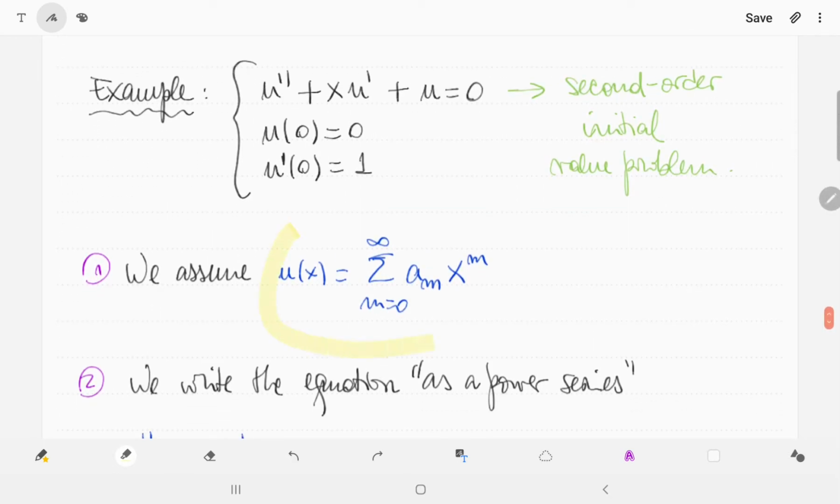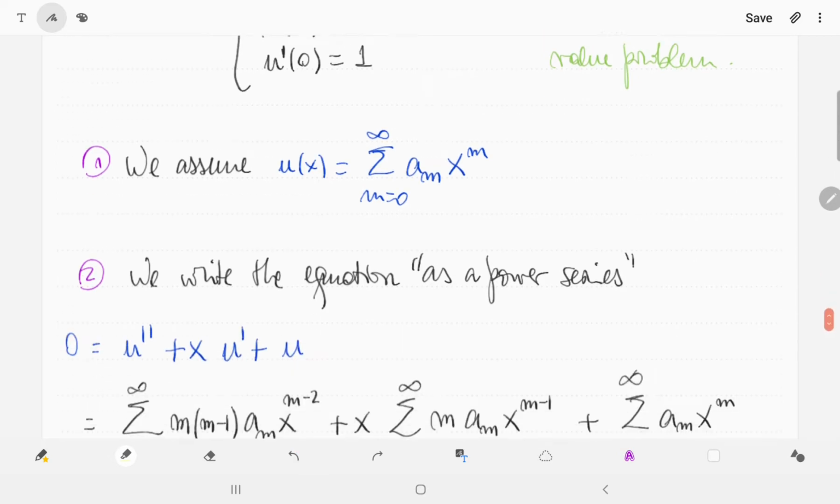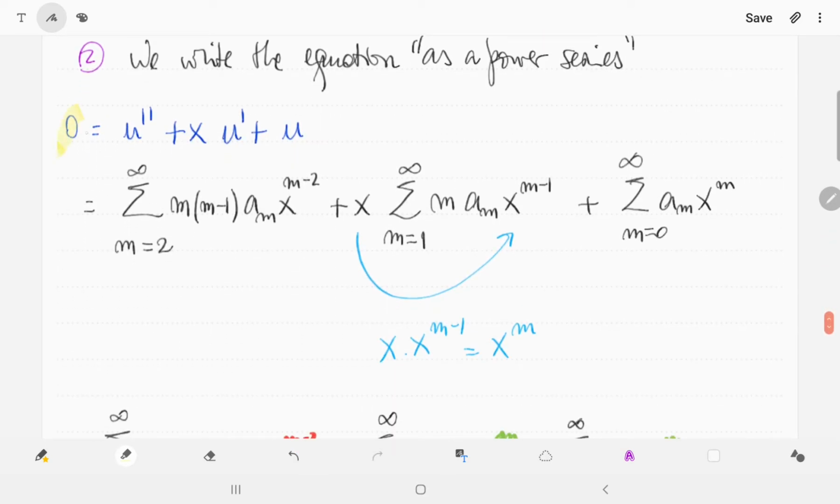We assume the solution takes this form, power series representation. We write the equation as a power series. So this is the equation. So we have 0 is equal to this expression. So let's work with the expression. Here is u. Here is u prime. Remember that we get a -1 and m here and the same coefficient. And let me see, here is the second derivative of u.